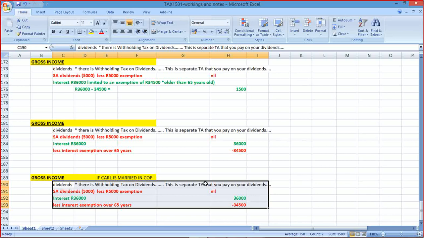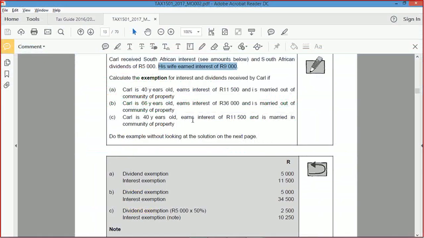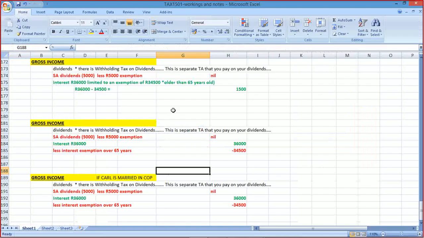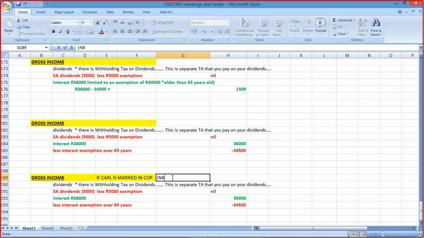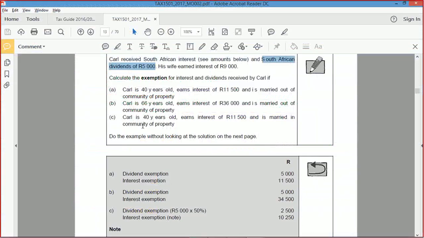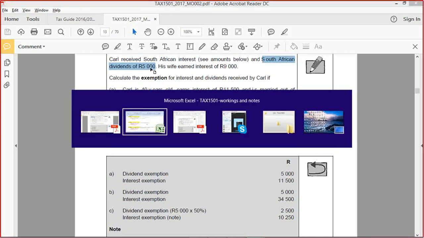Okay, so dividends. If Carl is married in COP, community of property, then he shows half of everything that he and his wife earn. Carl still gets his own dividends, so his own dividends would be part of his taxable income, but only half of his dividends. Maybe just put a note here, NB: when COP applies, everything is halved between husband and wife.